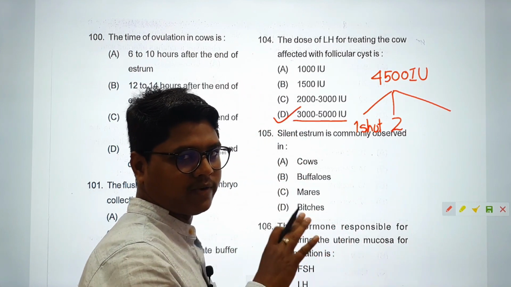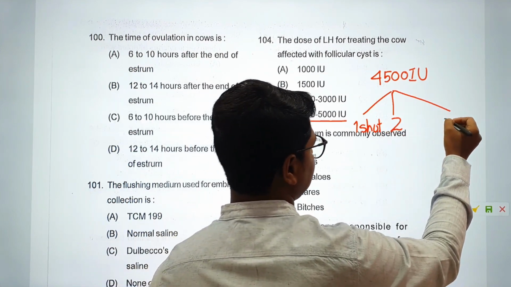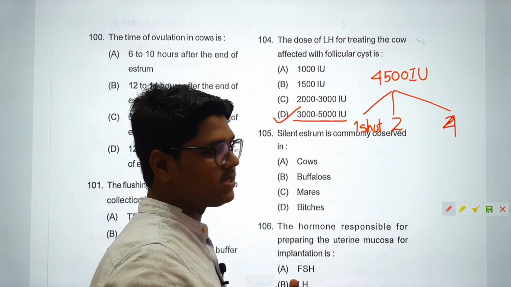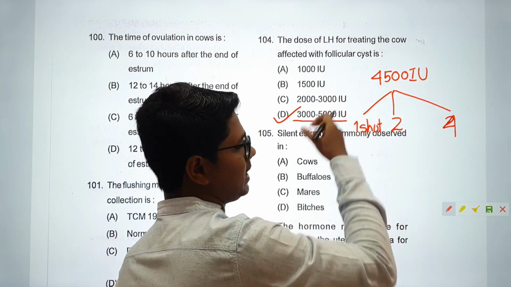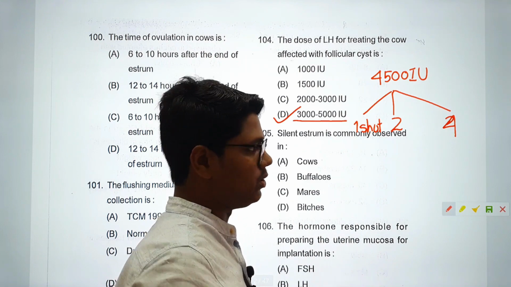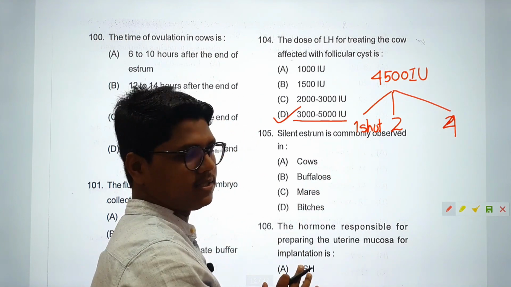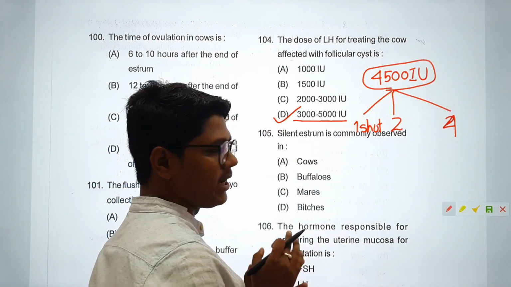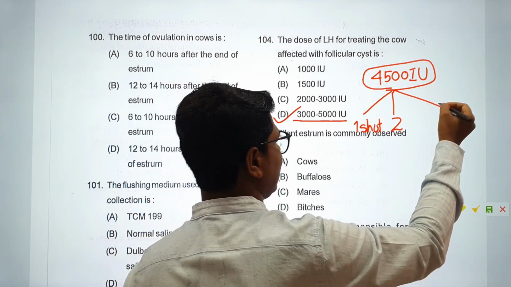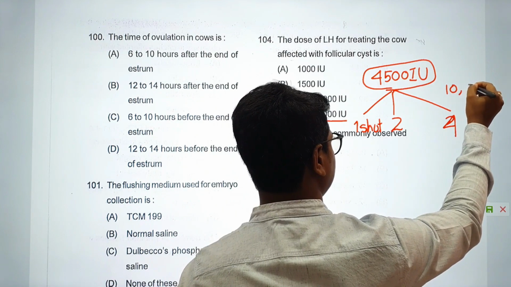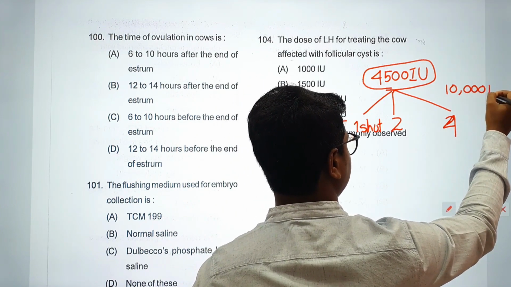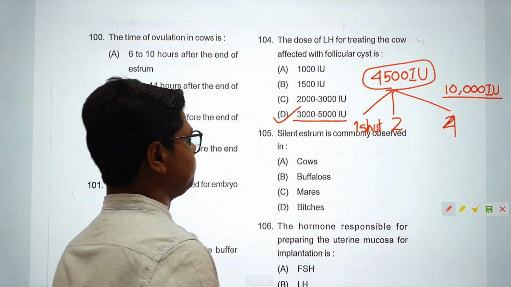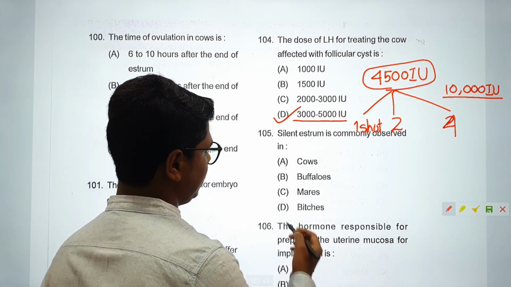2250 like that, and here 4 shots. Okay, given so that they were measuring the effectiveness of the LH, whether single shot or divided doses. Okay, they found all are same. But the dose was 4500 IU, and if you are following the Merck Veterinary Manual, you will find the dose to be 10,000 IU to be effective. Okay, so dose range varies. Okay. Silent estrus is commonly observed in buffaloes.